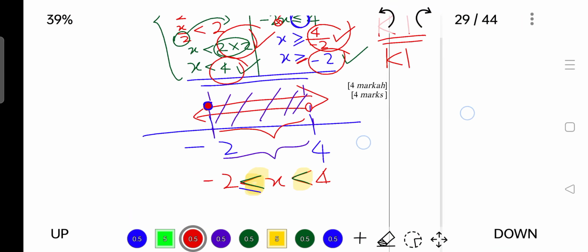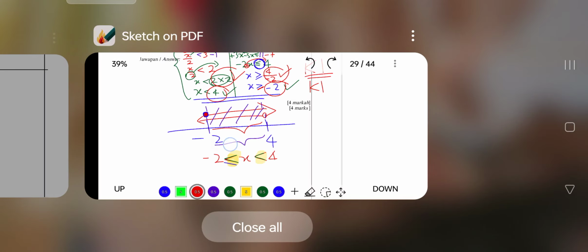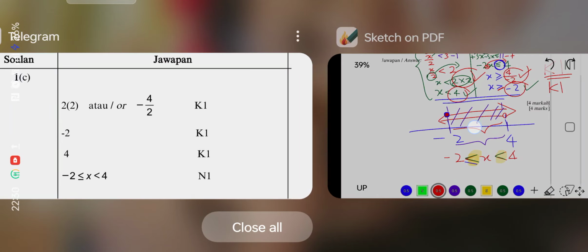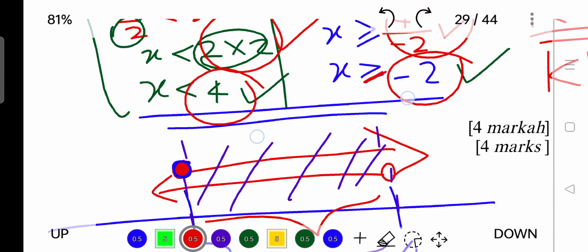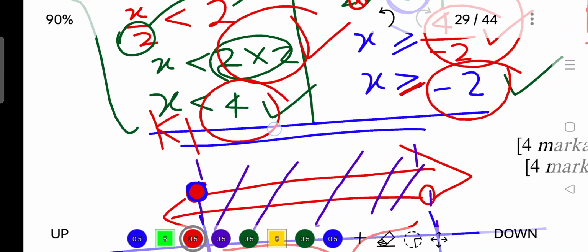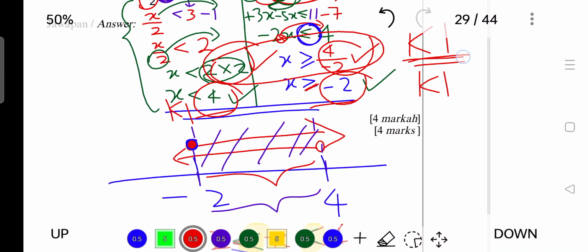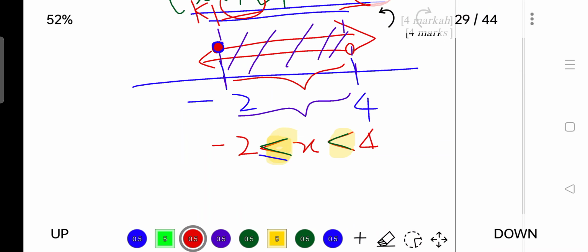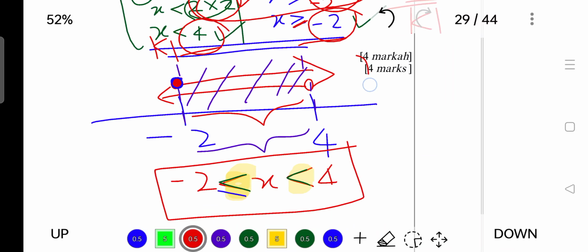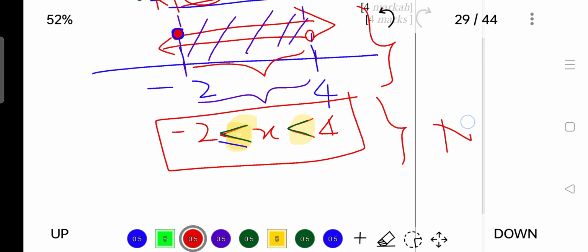Next is 1 mark. Next is, oh, this one carries separately. Here 1 mark and here 1 mark. This one is together. I must see it together, then only you get another mark here. And finally, when you have this, definitely you need to have this as well. And this is your very last N1.